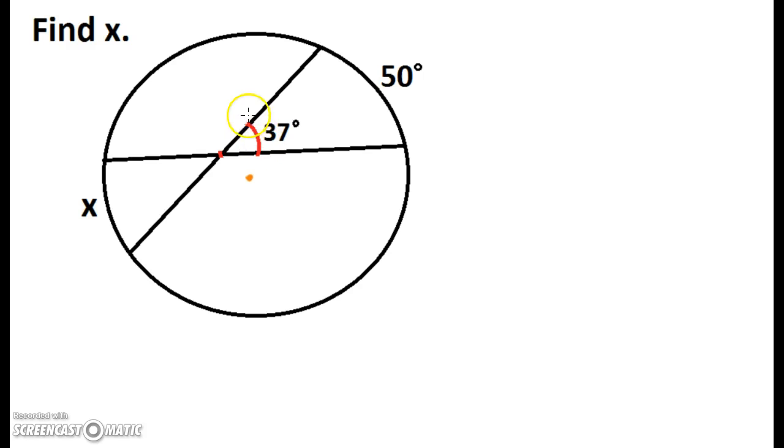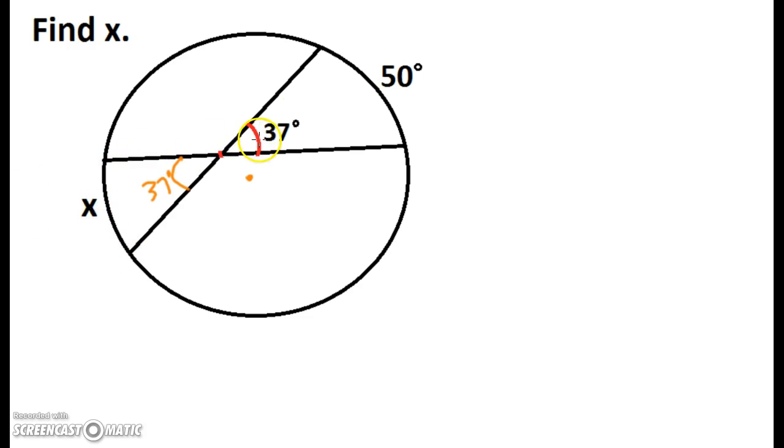Another way I know it's not the center is that the central angle and an arc would be equal. And so because this angle and this arc are not the same, I can say for sure this is not the center of the circle. But one thing that I do know is that if this angle is 37, so is this one. And I want to know what this arc is over here.